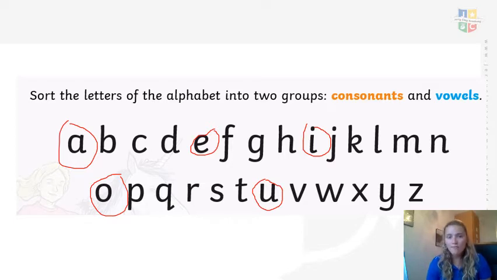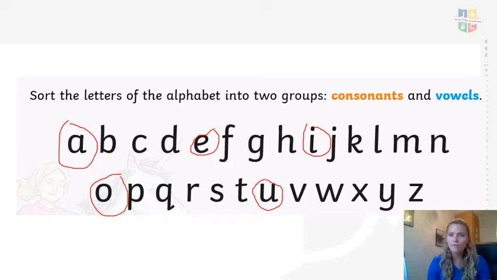Now, if we remember A, E, I, O, U are vowels, that means that every other letter in the alphabet is a consonant. So can you repeat after me? A, E, I, O, U are vowels, all the other letters are consonants. Fantastic. Now we are going to need to remember these, so if you need a little bit more practice, you might want to write it down a few times to really embed that in your head.